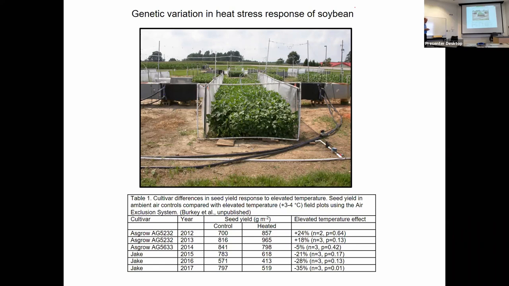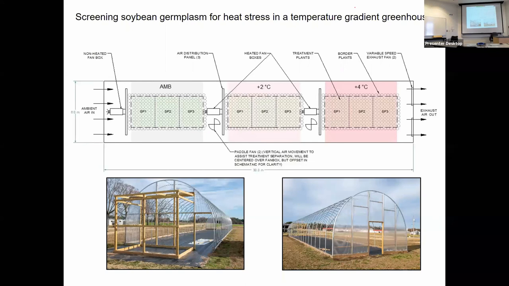And how we're planning to do this: we're in the process right now of constructing some temperature gradient greenhouses. This is just a couple of pictures from a couple of weeks ago. Basically, you're bringing in ambient air, using technology that we've developed. We're moving air through here and then adding heat at a couple of different places. So we'll have an ambient, a +2 and a +4 degrees. So we'll be looking at the range of temperatures that are expected in the future. And we'll use this greenhouse for screening lines to determine which ones to advance to the breeders.